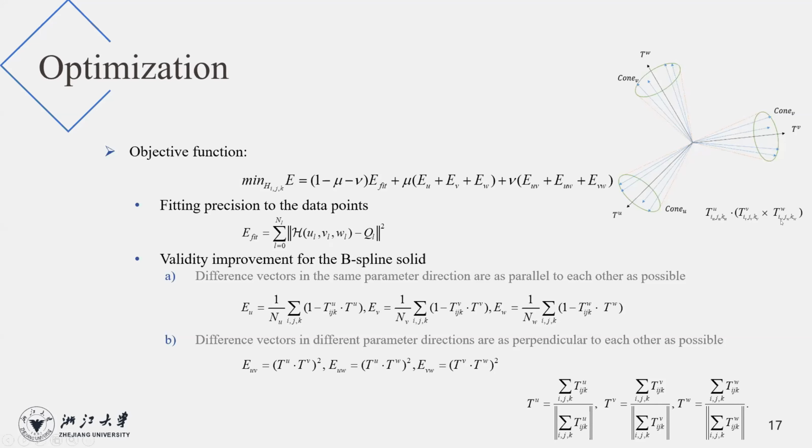which can be done in 2 ways. The 3 central axes of the cones are as perpendicular to each other as possible, and the angles of the cones are as small as possible.